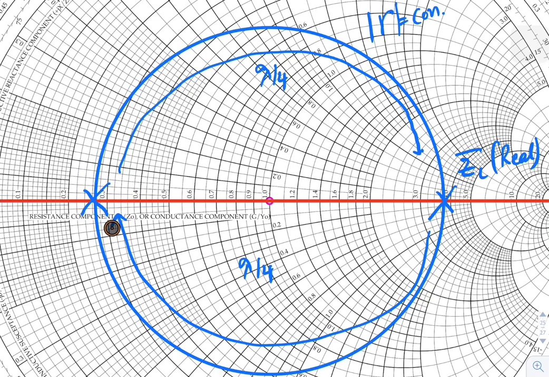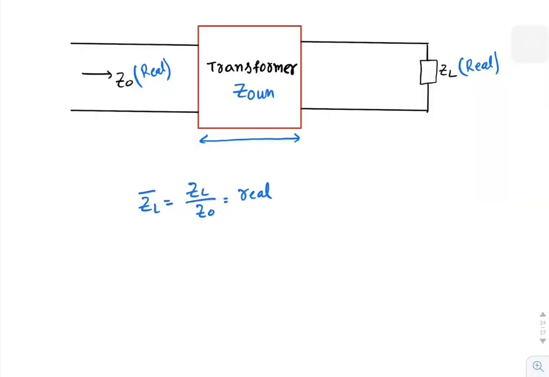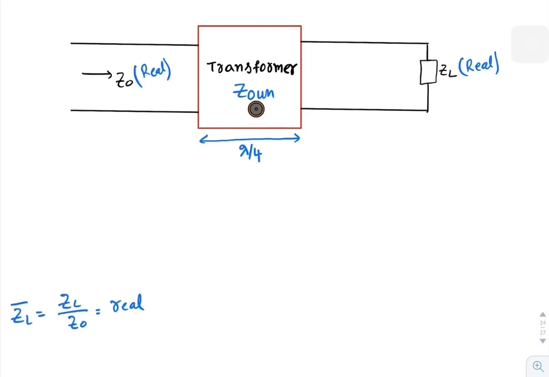That means if the length of the transmission line is lambda by 4, a real value of normalized impedance will transform as a real value of normalized impedance again at this point. Therefore, I can say this transformer is having a length of lambda by 4. The second objective is to find out the value of Z0 unknown, that is the characteristic impedance of this transformer.